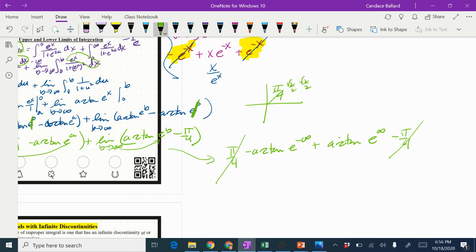We know that this one here is the same thing as saying negative arctangent of 1 over e to the infinity. And then we know that e to the infinity would just be infinity. This piece here we would know would be 0 because 1 over a giant number is 0. We learned earlier that arctangent of infinity is pi over 2, so therefore this converges.